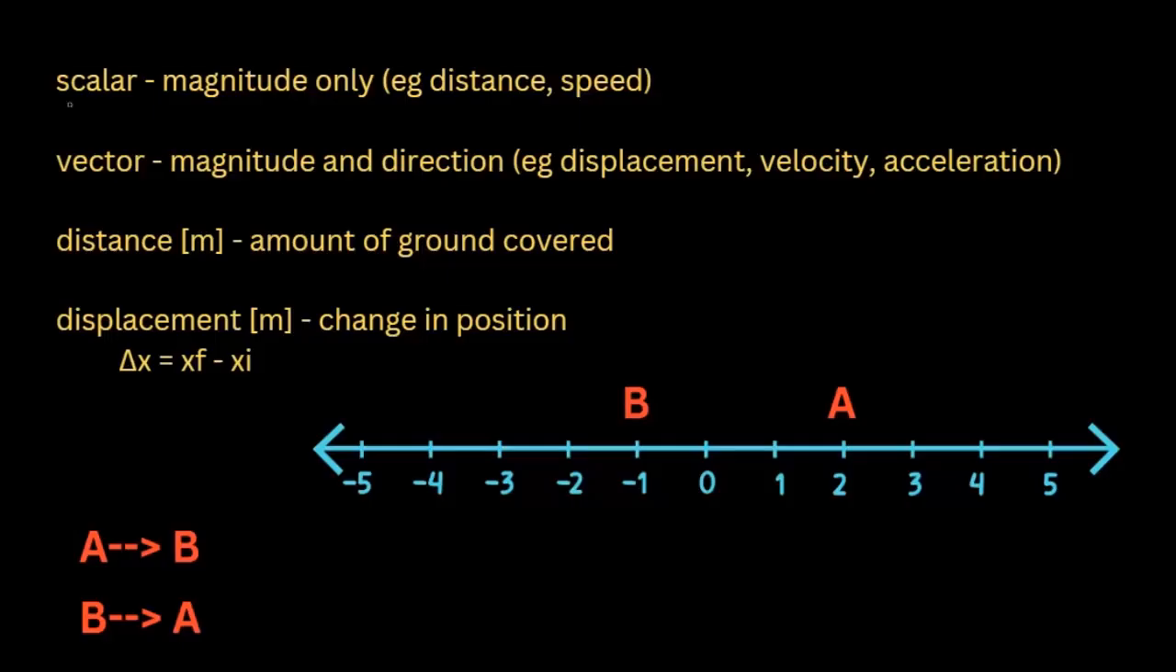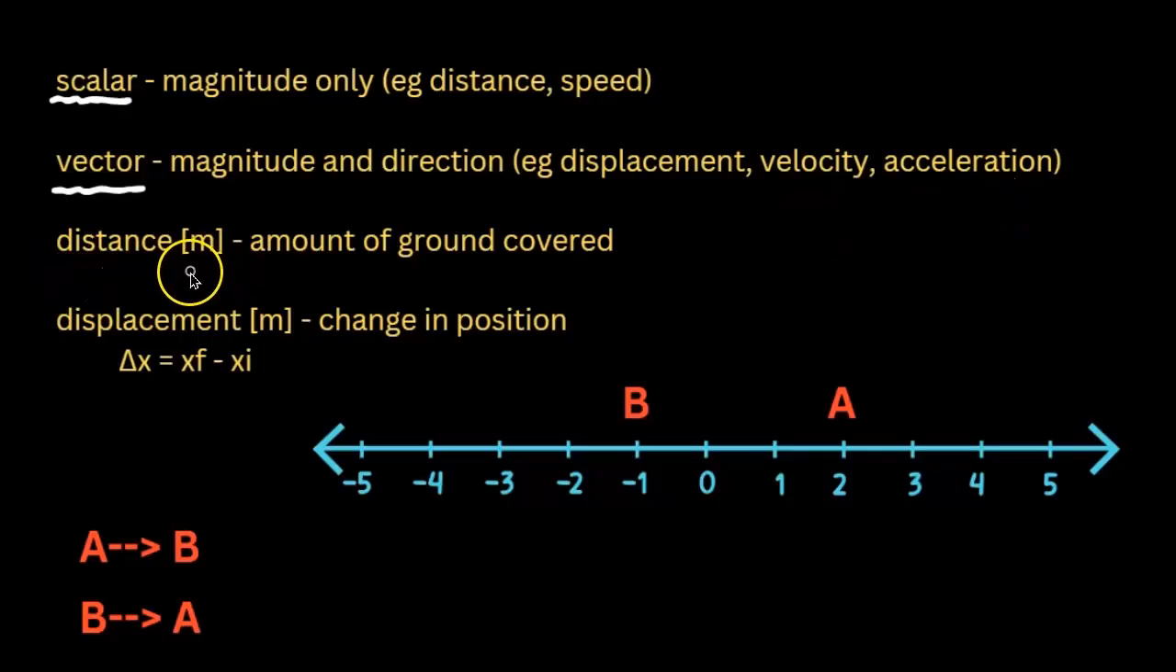We're going to start with the idea of a scalar. A scalar is a quantity that has a magnitude only, and that includes quantities like distance and speed. The other quantities that we'll be looking at today are called vectors. Vectors have magnitude and direction, and examples of vectors are displacement, velocity, and acceleration.